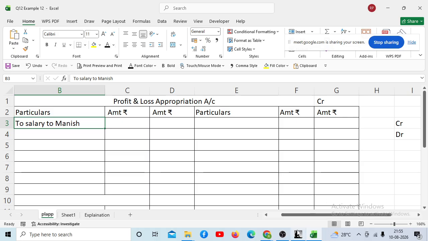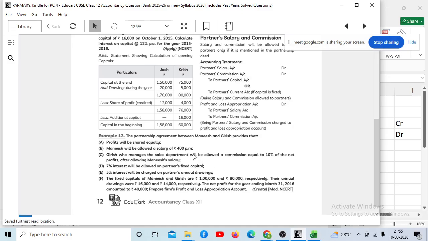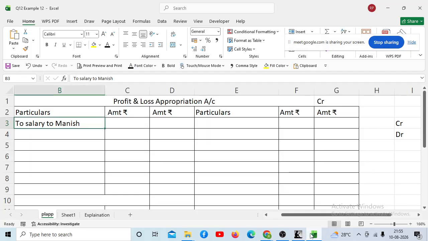Now, how much salary is given to him? See, it is 400 per month. So in a year there are how many months? 12. So 400 multiplied by 12 will be 4,800. So he will be getting a salary of 4,800. Write it here, 4,800. Any doubt? No, sir. Shall we proceed?